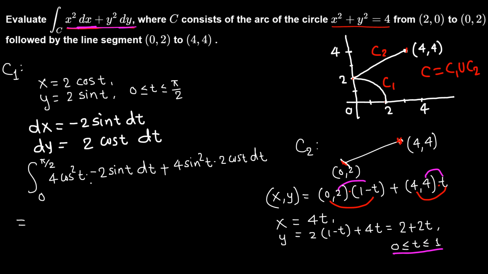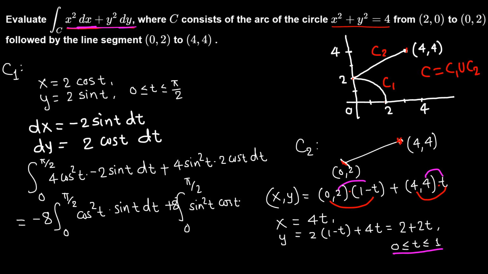We can factor something out, but that does not help, so let me split this into two integrals. In the first, 4 times negative 2 is negative 8, we can pull outside, integral from 0 to pi over 2, that leaves cosine squared t times sine t dt, plus the second part, integral from 0 to pi over 2, 4 times 2 is 8, we can pull 8 outside, and we have sine squared t cosine t dt.